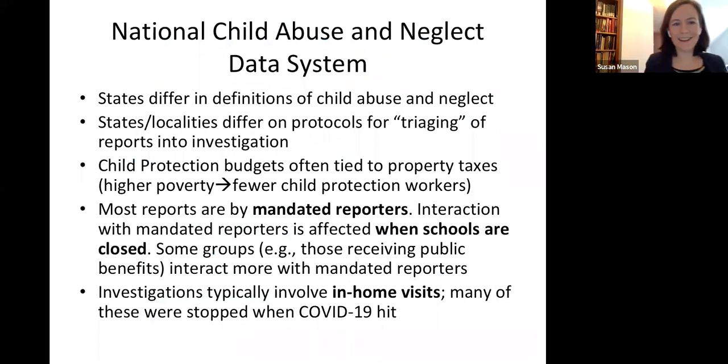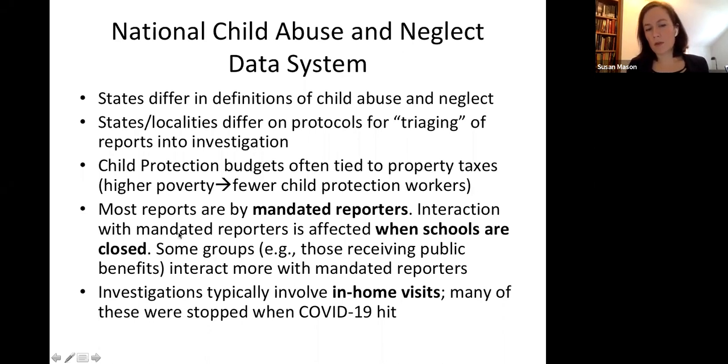The point here is just that there's a lot of system idiosyncrasies in these data. States differ in their definitions of child abuse and neglect. There's differences in how each case is, quote unquote, triaged into investigation or not. Child protection budgets are actually often tied to property taxes. So in Minnesota, for example, we have very high poverty counties that have very few child protection workers. But where I really want to focus this talk is on the last two bullets.